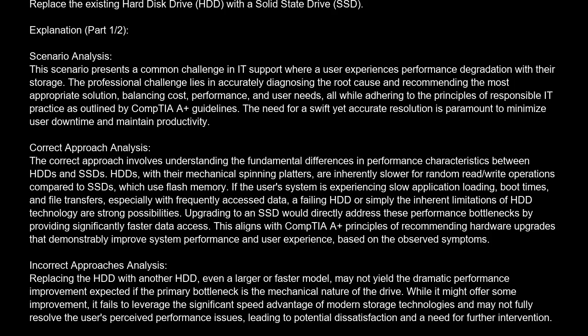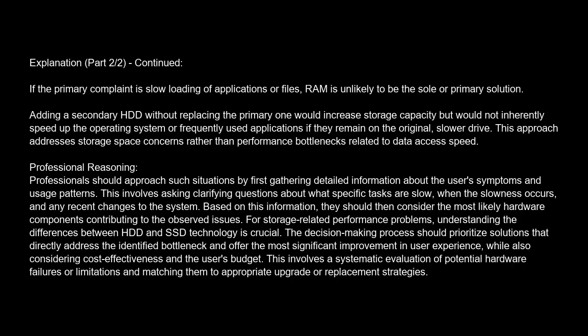Upgrading the RAM would address system responsiveness issues related to multitasking or running memory-intensive applications, but it would not directly improve the speed of data access from the storage device itself. If the primary complaint is slow loading of applications or files, RAM is unlikely to be the sole or primary solution. Adding a secondary HDD without replacing the primary one would increase storage capacity, but would not inherently speed up the operating system or frequently used applications if they remain on the original, slower drive. This approach addresses storage space concerns rather than performance bottlenecks related to data access speed.